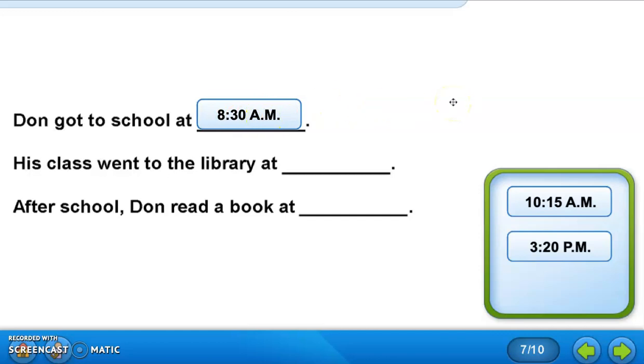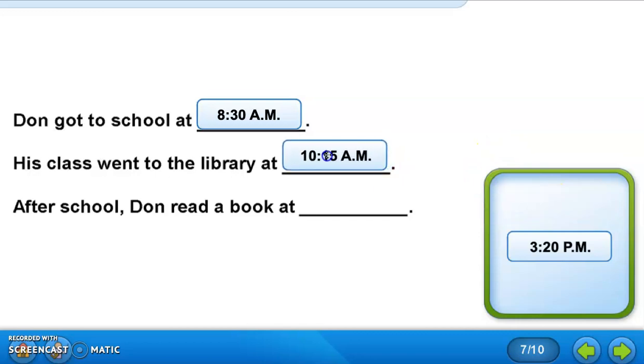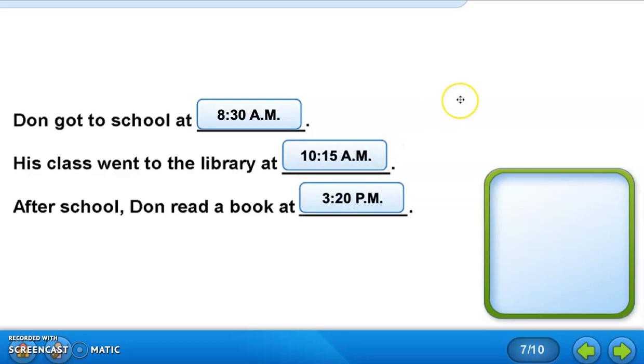His class went to the library at, could it be 10:15 a.m. or could it be 3:20 p.m.? So remember, 3:20 p.m., that's pretty much when it's about time to get ready to go home after school. So his class probably went to the library at 10:15 a.m. After school, Don read a book at 3:20 p.m., right? So again, his school might get out a little bit earlier, but 3:20 p.m. is still an appropriate time to read a book after school, okay?